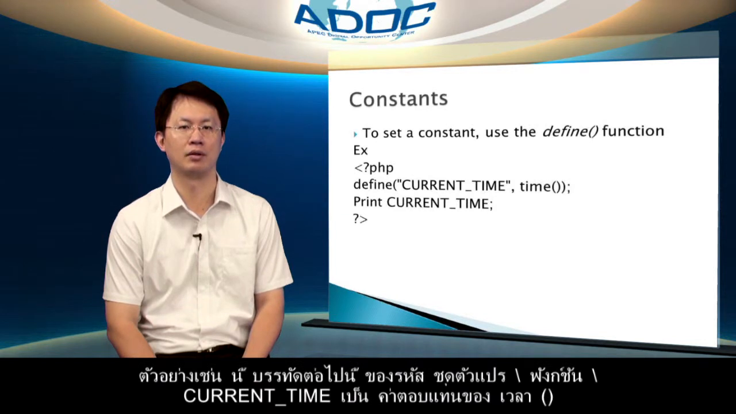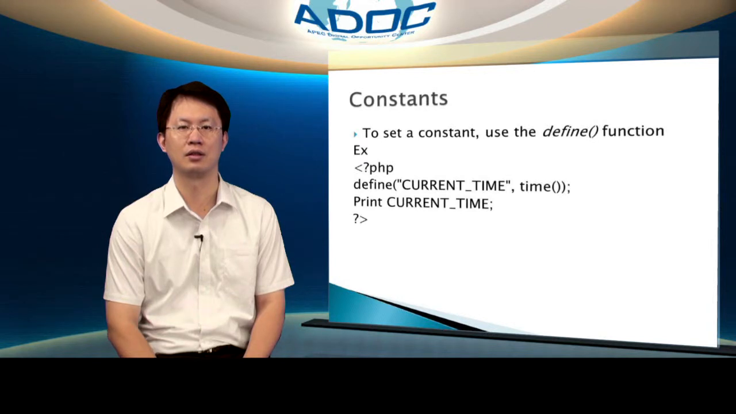For example, the following lines of code set the constant current time to be the return value of the time function, then print it out.